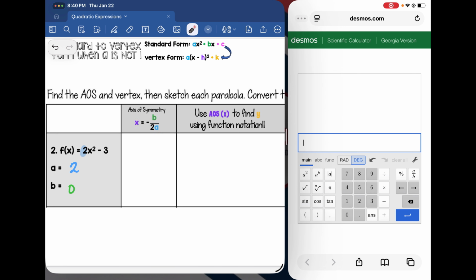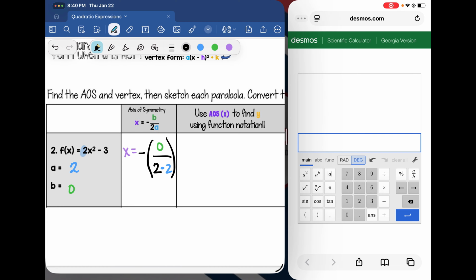Questions? So, to find my axis of symmetry, we're going to say that X is equal to negative B. What is my B value? 0, all divided by 2 times A. What is my A value? 2. So, use your calculator to simplify like I just did in the example before you. And you should get X is equal to 0.